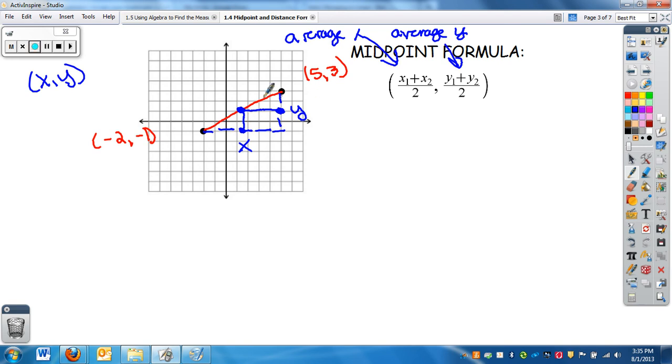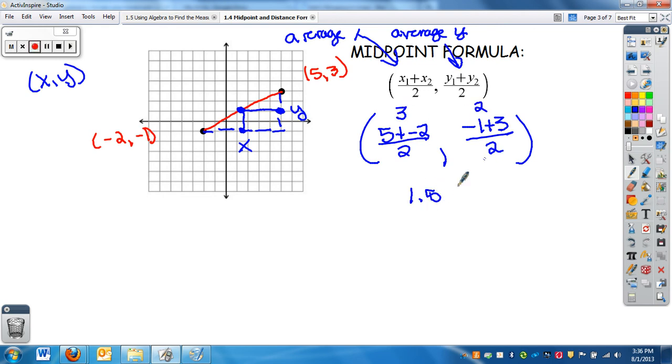And if I would plug this in, so we get my two x's, which is 5 plus -2, and divide that by 2, and I get -1 plus 3, and divide that by 2, I get 1.5, because this is 3, this is 2, and 1. My midpoint of this segment is located at the coordinate 1.5, 1. Midpoint is always a coordinate. Students sometimes just like to leave out the parentheses, but for it to be a coordinate, it needs those parentheses.